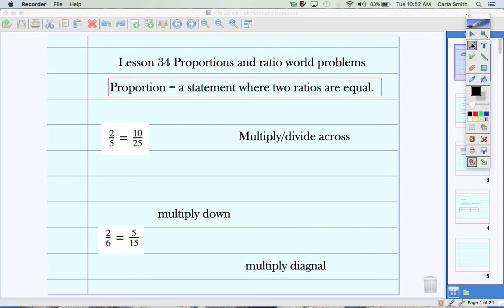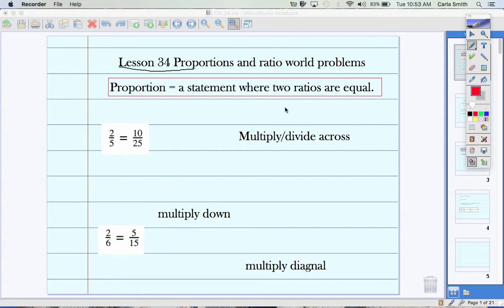This is lesson 34, Proportions and Ratio World Problems. This is course 3. What we're going to be reviewing are proportions. A proportion is a statement where two ratios are equal. So let's look at my first example here.